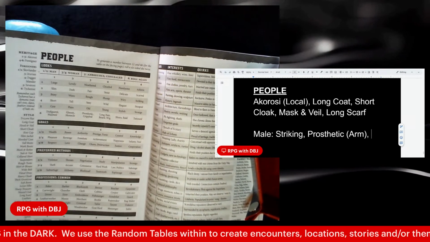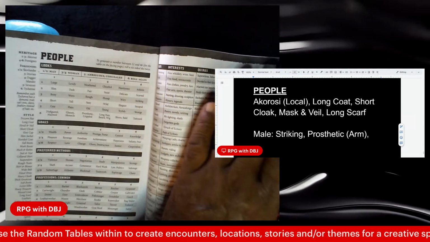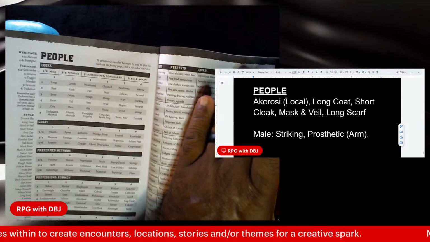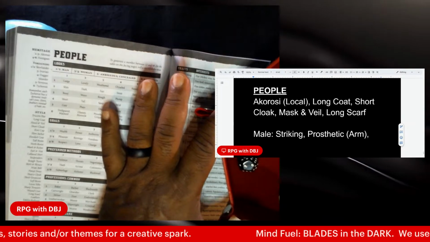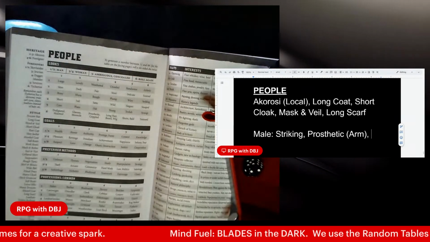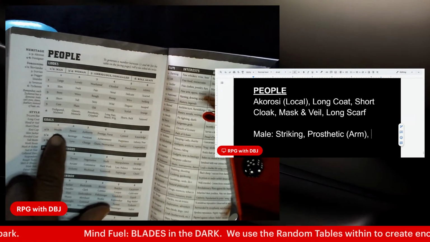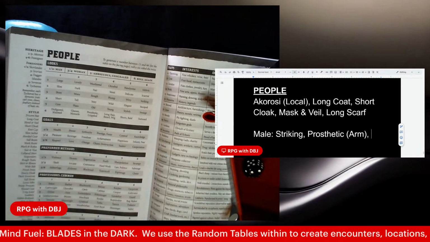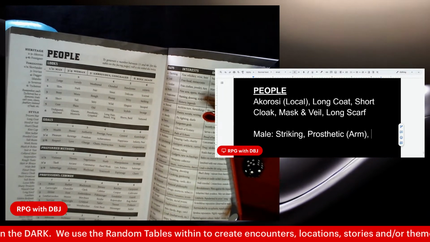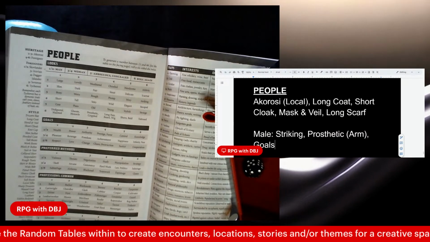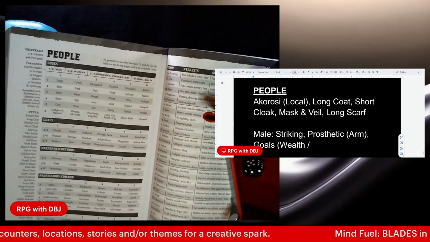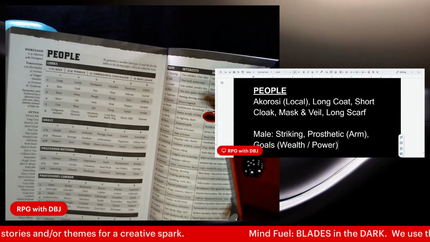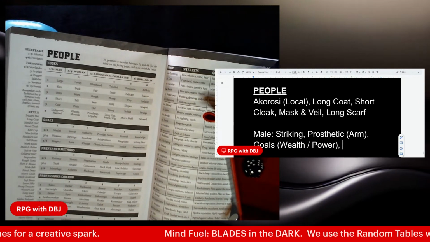Again, D6 vertical and horizontal. Come on, dice. It's at an angle. You can't see it on the camera. 2 and 1. So we're going to go with 2 and 1 or 1 and 2. Wealth or power? Let's see. Goals. Wealth, power.